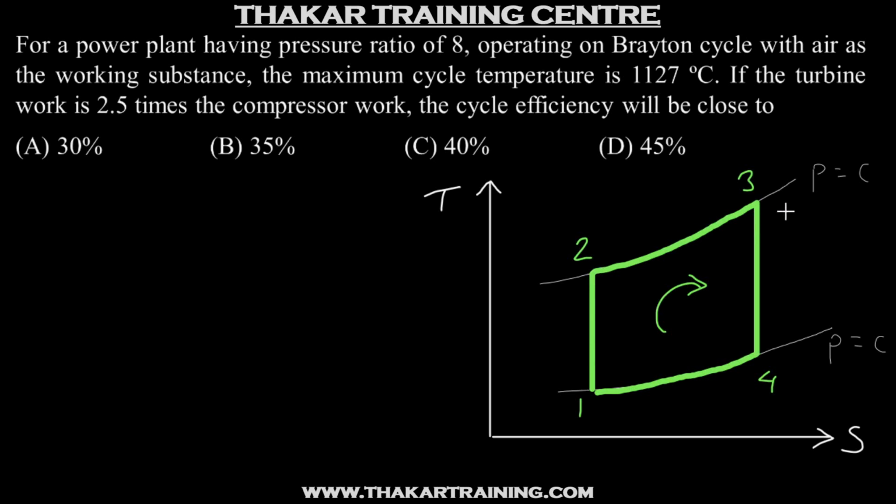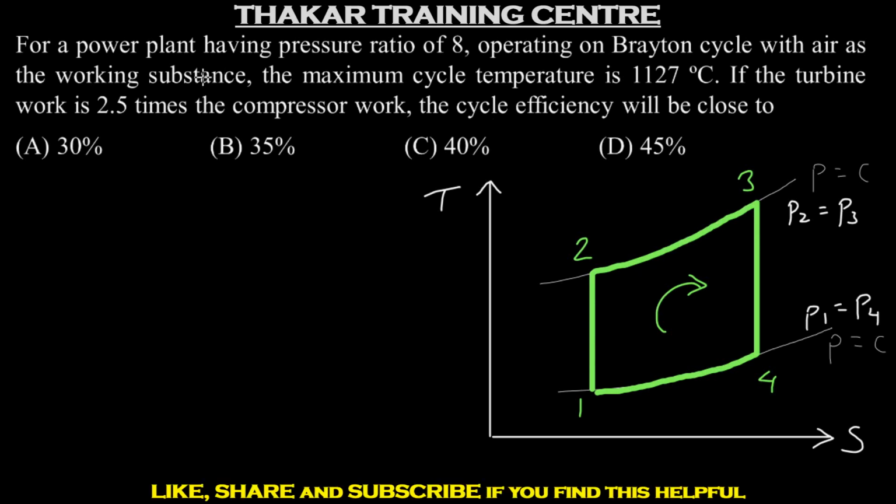So this pressure, this is P2 equal to P3 and this pressure line, this is P1 equal to P4. Now what is the information given to us? The pressure ratio is 8. So we have the pressure ratio Rp, which is P2 by P1 and P3 by P4. So we have P2 by P1, which is same as P3 by P4, is equal to 8.